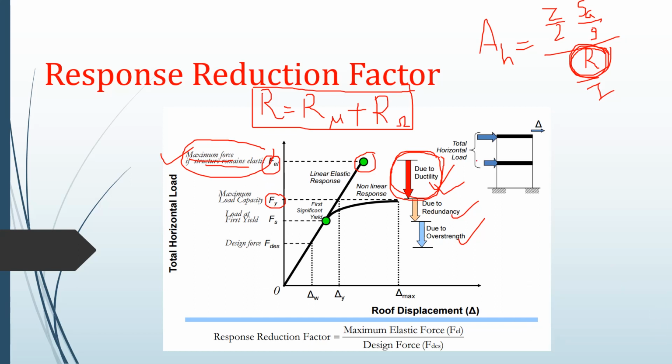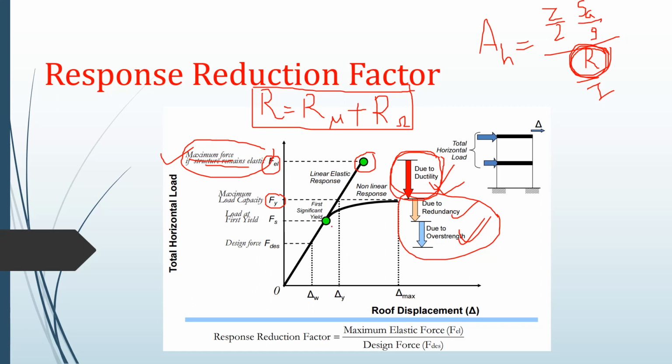So one phenomenon that accounts for our response reduction factor is ductility. And the other two phenomena are redundancy and overstrength, or we can say overstrength is a single phenomenon also. First, what is redundancy? Let's see. Redundancy means that when our structure yields at one certain location, it does not mean that the whole structure has yielded.